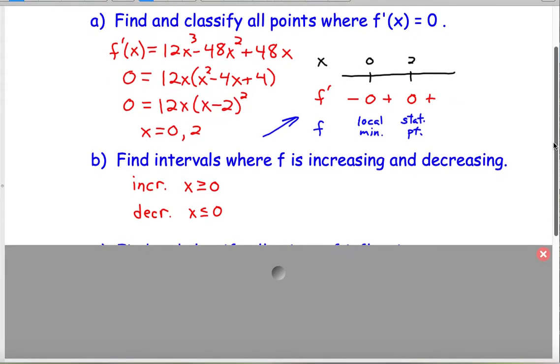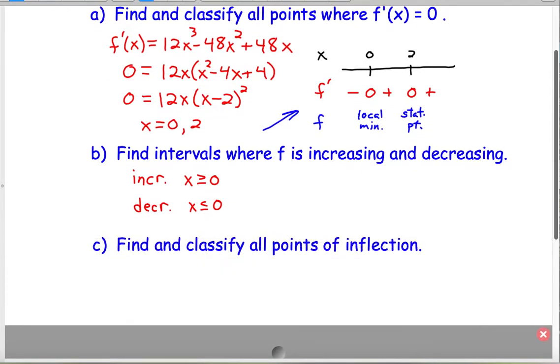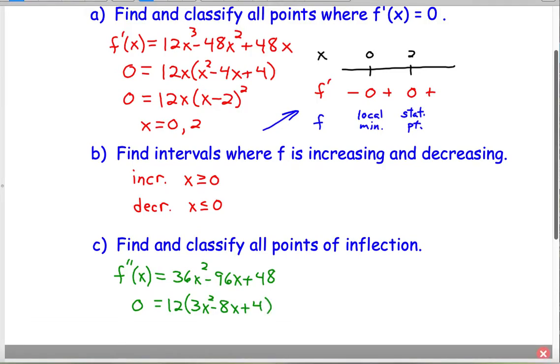Okay, let's continue on. Finding and classifying points of inflection. So now we need to look at f double prime. So let's take the derivative of f prime. We're going to get 36x squared minus 96x plus 48. We'll set this equal to 0. We can factor out a 12, and we have 3x squared minus 8x plus 4. And we can factor that, I think.